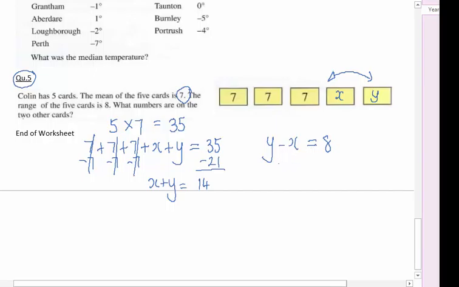Well, I can now take this X and get rid of it by adding X to this side and adding an X to this side. So Y is now going to be equal to, well, these X's will cancel out. It's going to be equal to 8 plus X. I can take that value for Y and I can put it into this equation here by substitution.